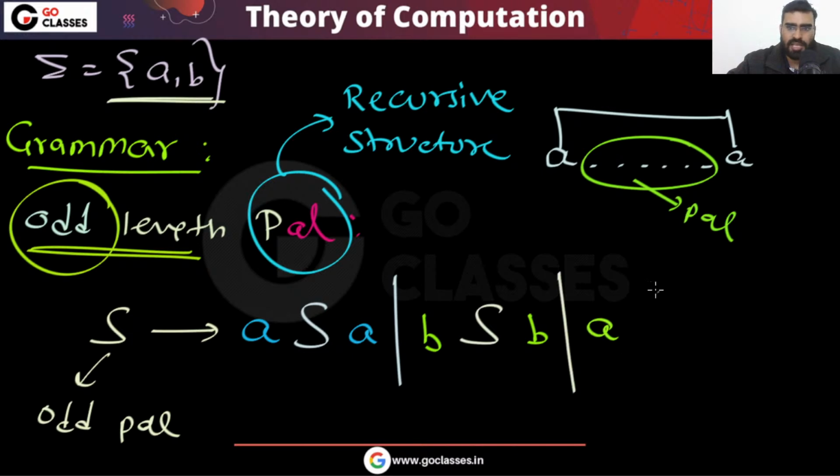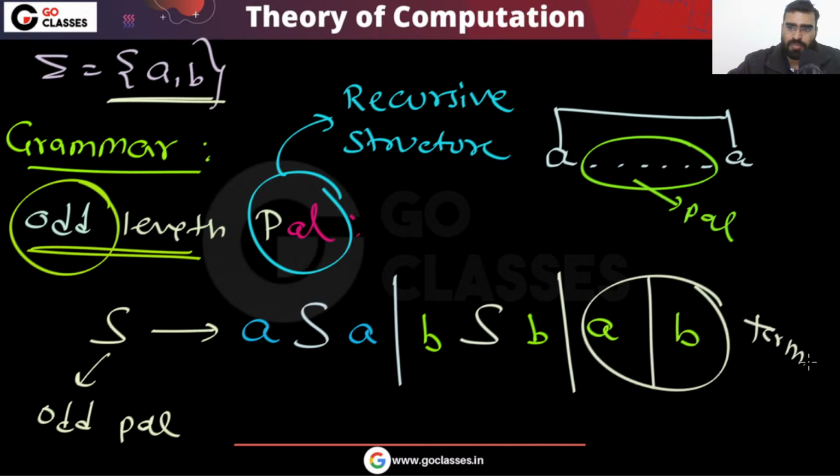So this is how you can solve this question very easily. This is your answer for odd palindromes. These are the termination conditions for odd palindrome, because S denotes odd palindrome. That is the reason we terminate by odd palindrome.